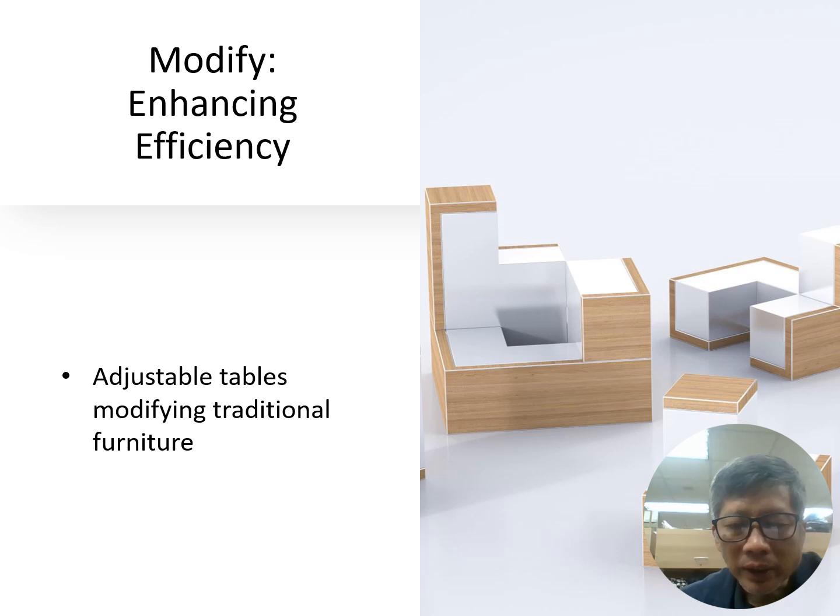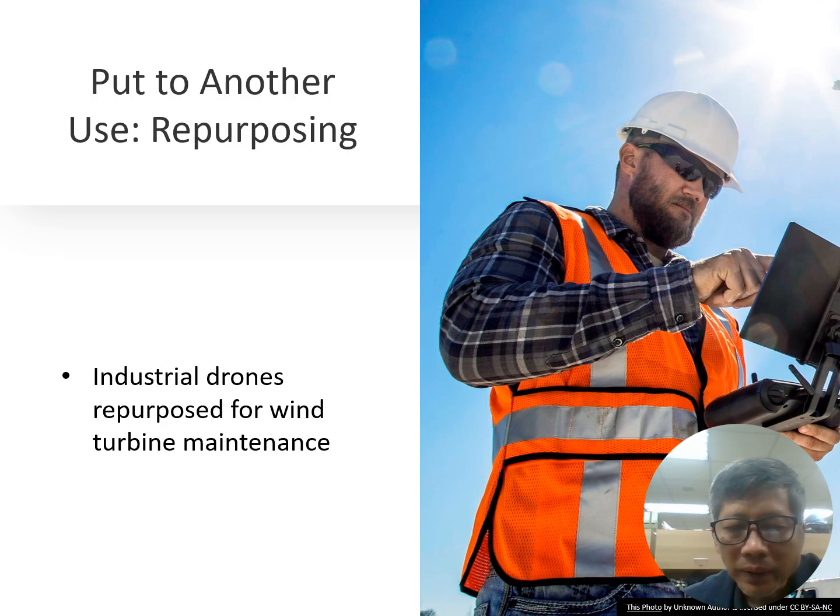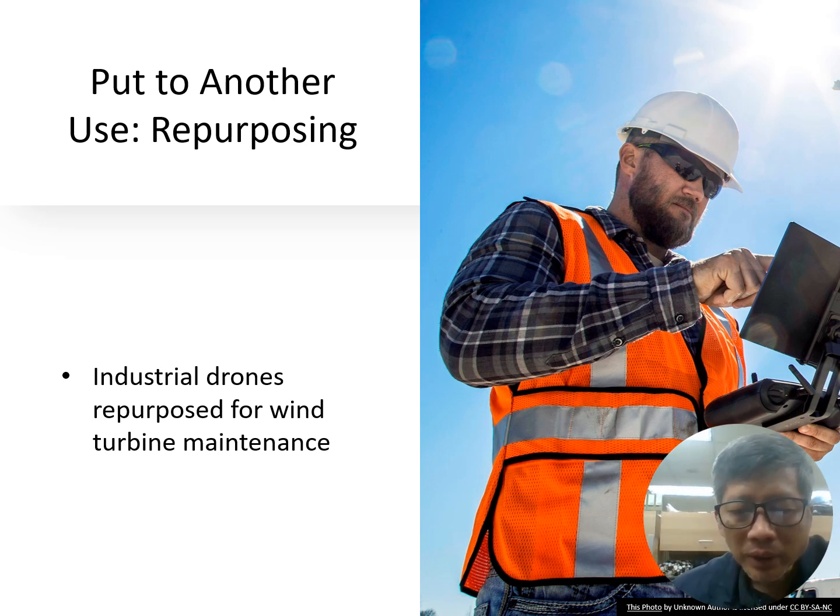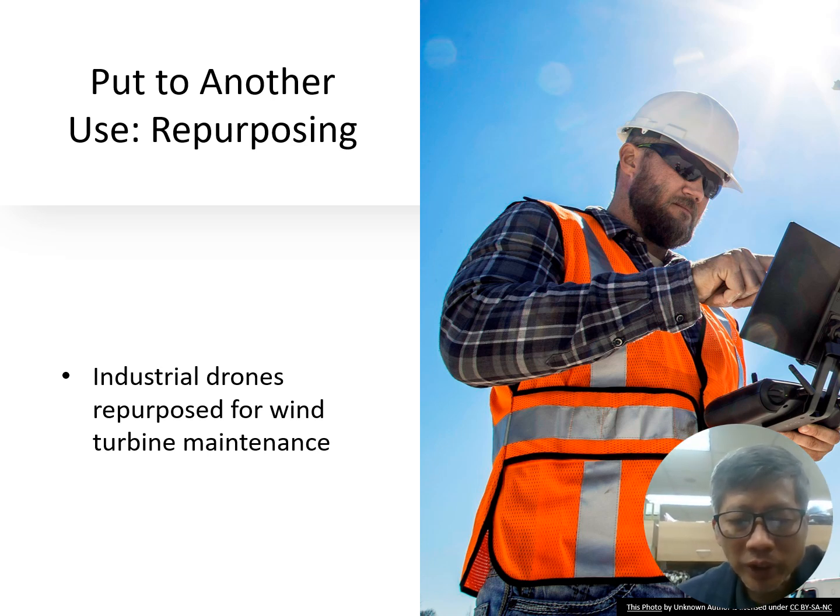In Modify, here is a particular example of adjustable tables while modifying traditional furniture. So you could see here the ergonomic design, how these tables could also function later on as beds, right? So this is Modify. In repurposing, we could see here drones being used for wind turbine maintenance and a lot of other use. Unfortunately, we've seen this use even in military, where drones are now equipped with cameras for precision, accurate spotting, tracking, and equipping this with missiles. So unfortunately, this is one of the uses of drones in military.